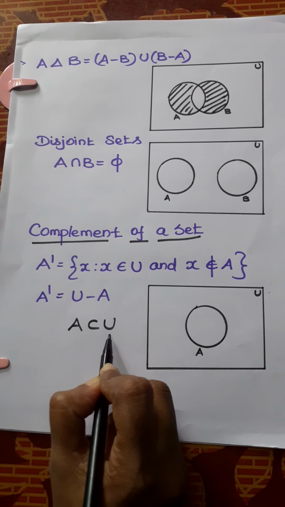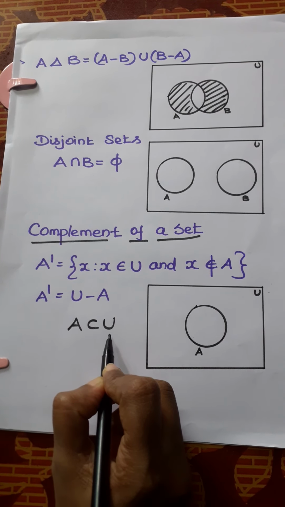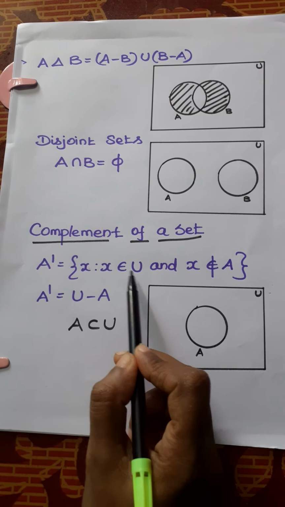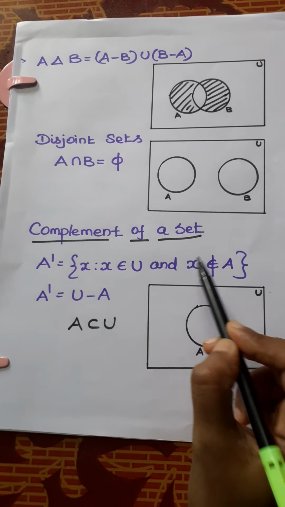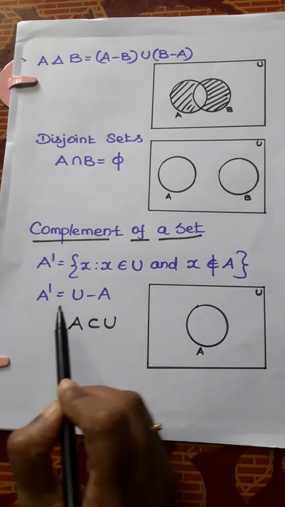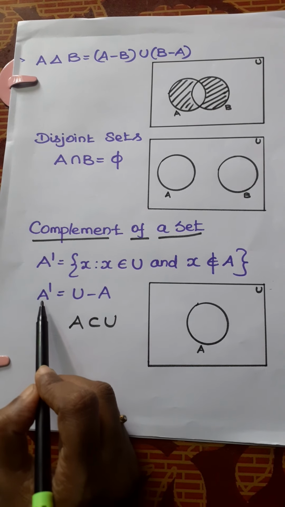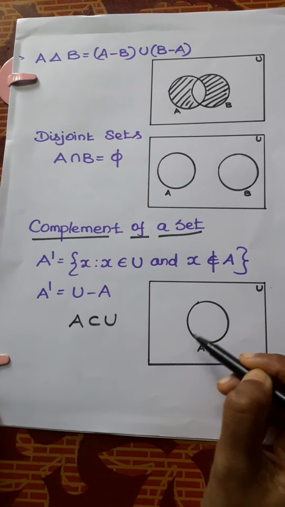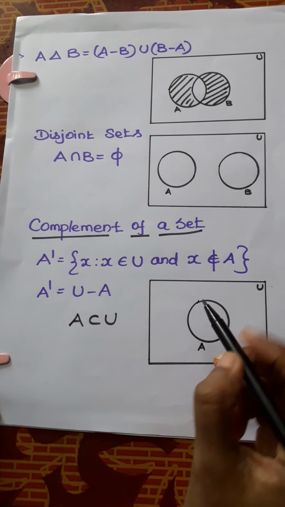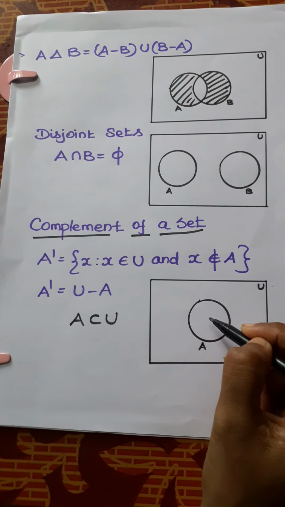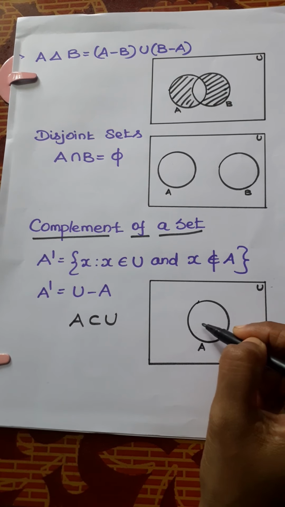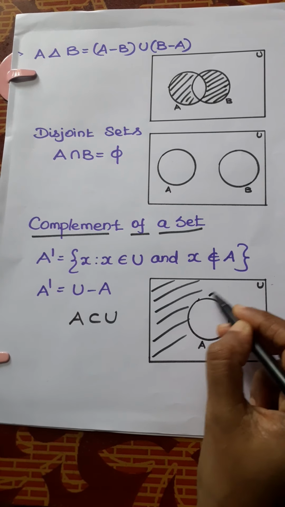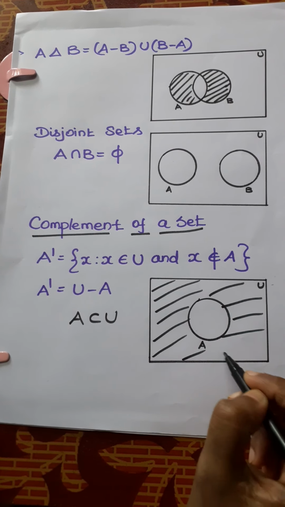Then A dash is the set of all elements of U which are not elements of A. That is, A dash is equal to the set of all x belongs to U, all the elements in the universal set, and x does not belong to A. This is the universal set. How can we take A dash easily? That is universal set minus A. Actually this is set A, and this is the universal set. U minus A means we take the difference between the universal set and A. We have to cancel the A value. We have to select the remaining elements in the universal set. This is actually the A dash value. Okay.